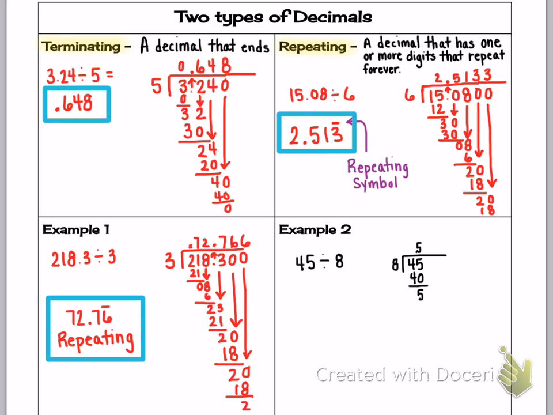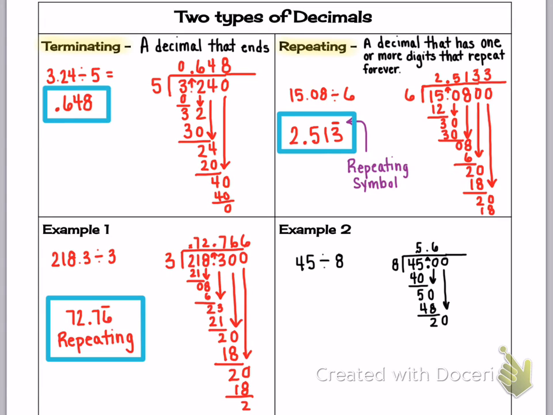Now, we've looked at this before. We have to remember that we add a decimal in our problem now because there wasn't one there, but we know it's at the end of the number. So we add a decimal at the end, and then we can start adding our zeros. So 8 goes into 50 6 times. 6 times 8 is 48. Subtract, I get 2. Keep adding until it terminates or repeats.